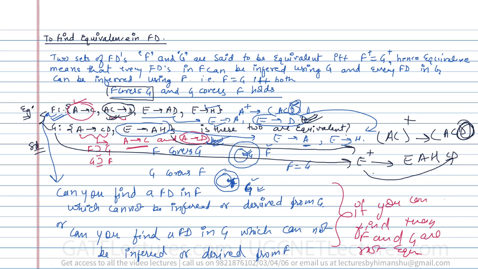So let us take a few more examples of equivalence. Assuming we have the following functional dependencies and want to identify whether they are equivalent or not. The functional dependencies in F are A derives B, B derives C, and C derives D, and in G they are A derives BC and C derives D. We have to identify whether F is equivalent to G or not.